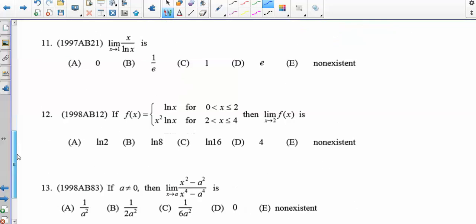In problem 11, we're going to substitute in 1. So we have 1 over ln 1. Remember from our log unit, ln is log base e. So ln 1 is saying e raised to what exponent gives me 1? And that exponent is 0. So this gives us 1 over 0. 1 over 0 is not the indeterminate form. It's not 0 over 0. This is simply a limit that does not exist.